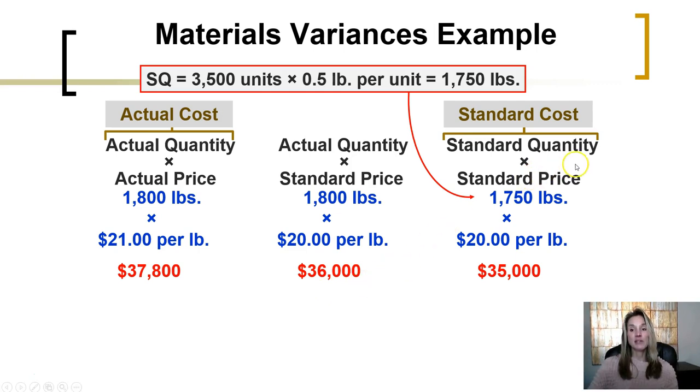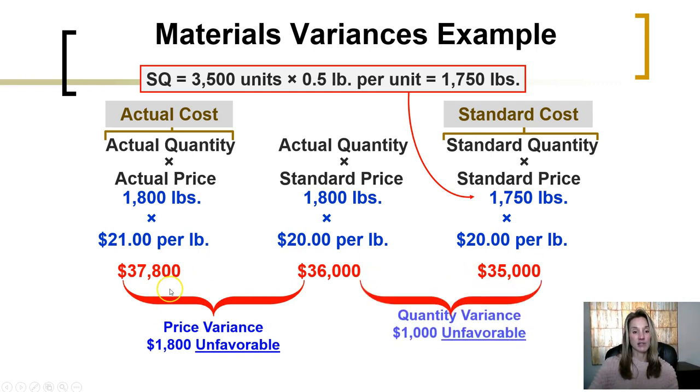And finally, for the total standards, the standard quantity allowed for the number of units we produced is 3,500 units with a standard of half a pound per unit. The standard quantity of materials allowed for the 3,500 units produced is 1,750 pounds. At a standard price of $20 per pound, total standard budget of $35,000 in material costs. We can now calculate the difference.